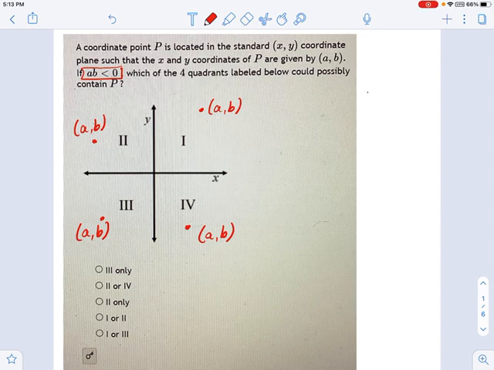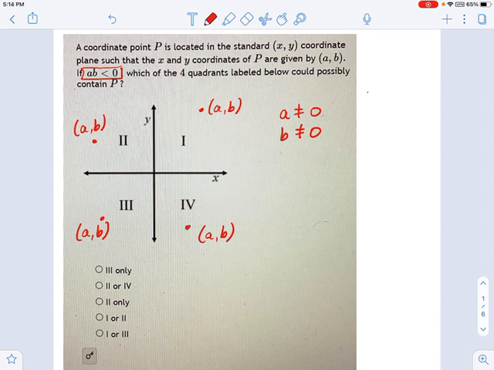So that tells me 2 things. One important thing it tells me is that a is not 0 and b is not 0. Okay? If either a or b were equal to 0, then the product of them could not be less than 0. And this is important because you don't want your point sitting on the line between 2 quadrants. That would be a little confusing. So the other interesting thing is that the product of them is negative.